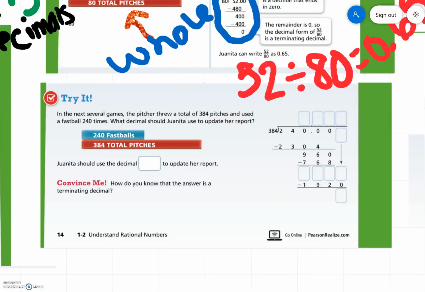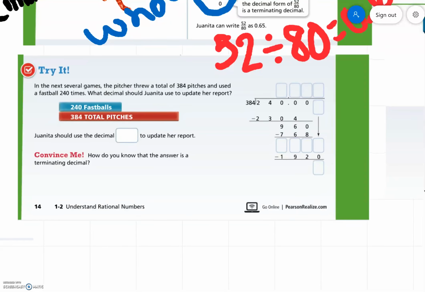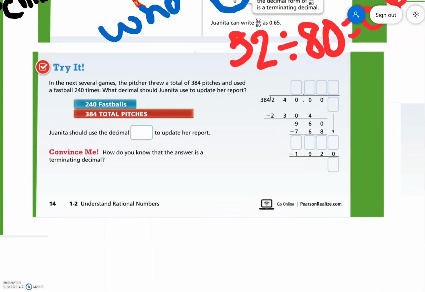Let's try it at the bottom. In the next several games, the pitcher threw a total of 384, so that is our total. That is going to be our denominator, or the bottom number, and used a fastball 240 times. So that's going to be our numerator, or the top number. What decimal should Juanita use to update her report? So they set it up already for us. 240 divided by 384.